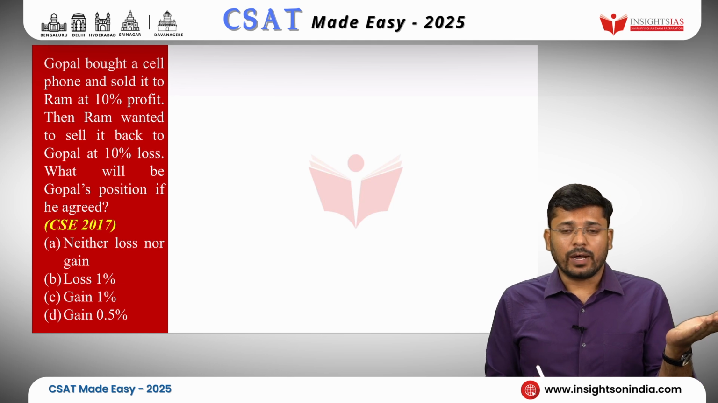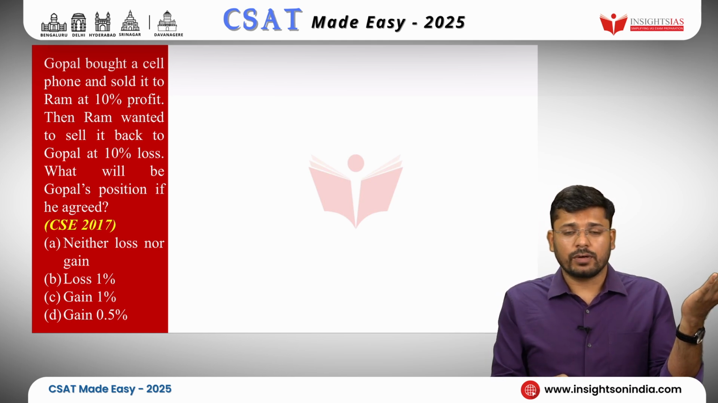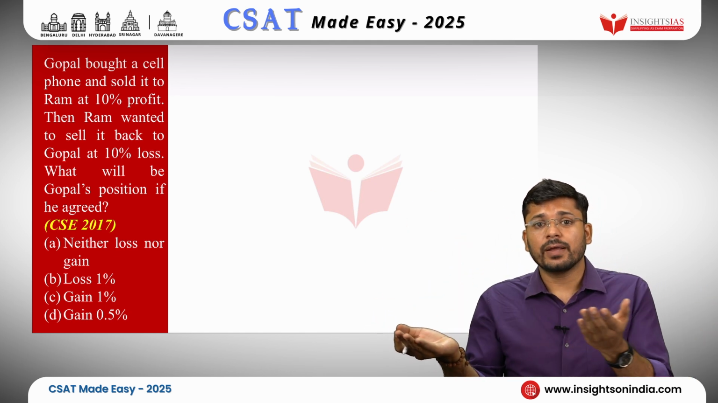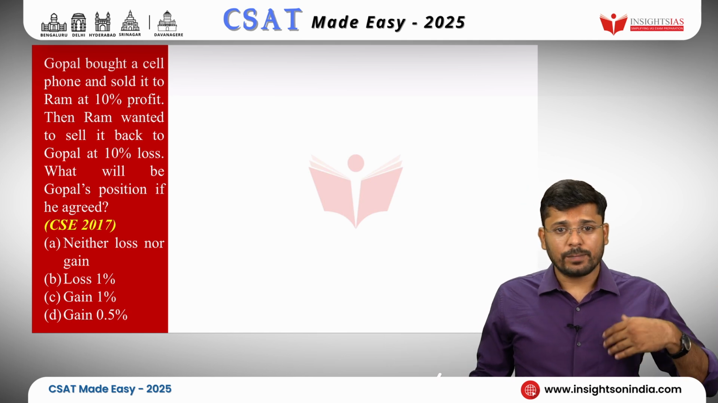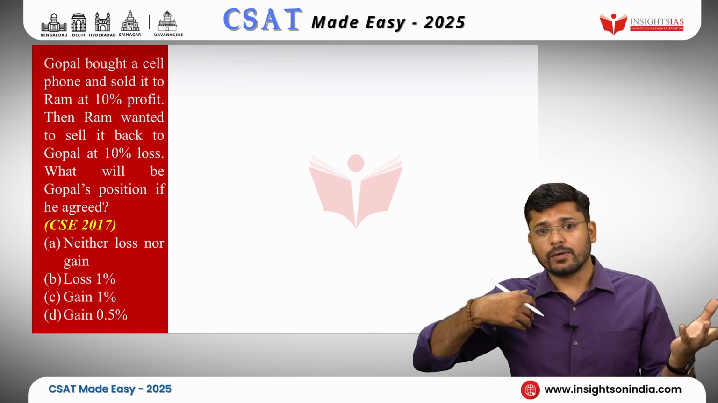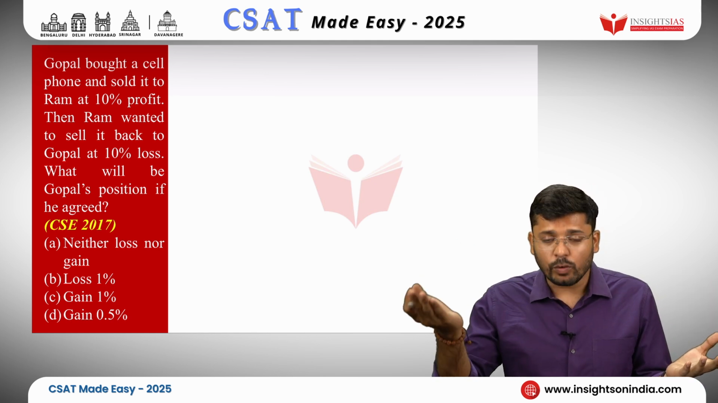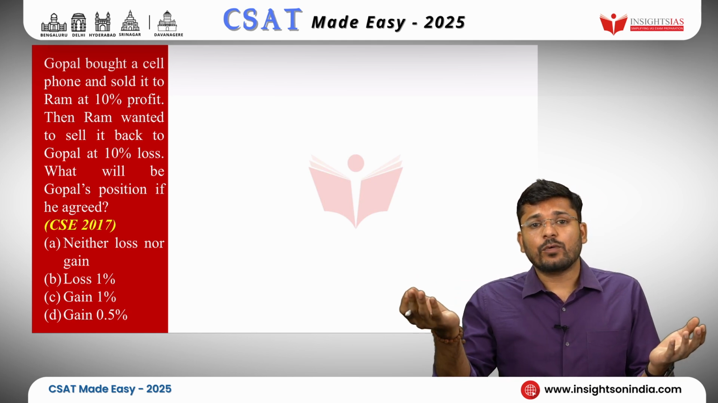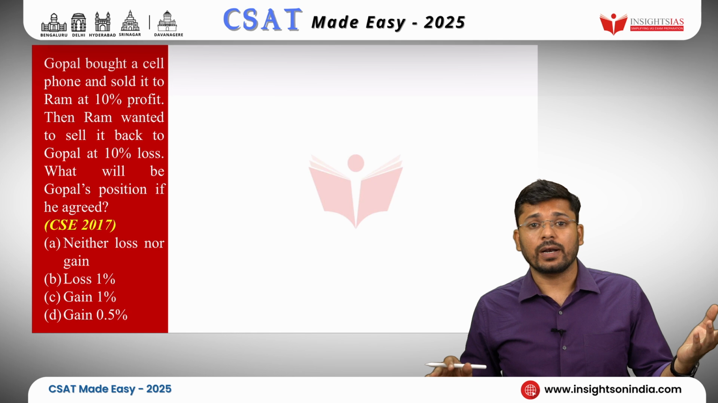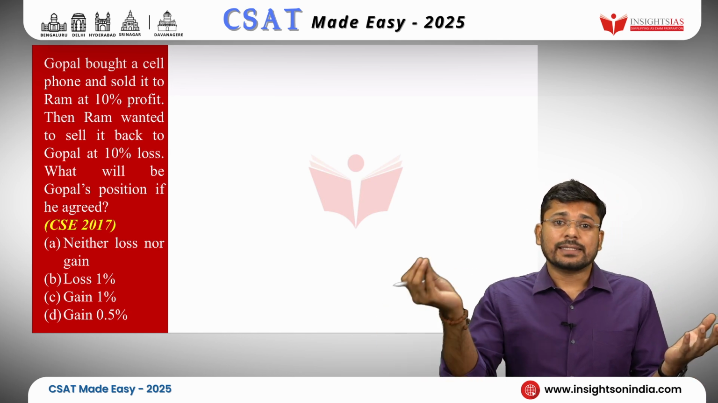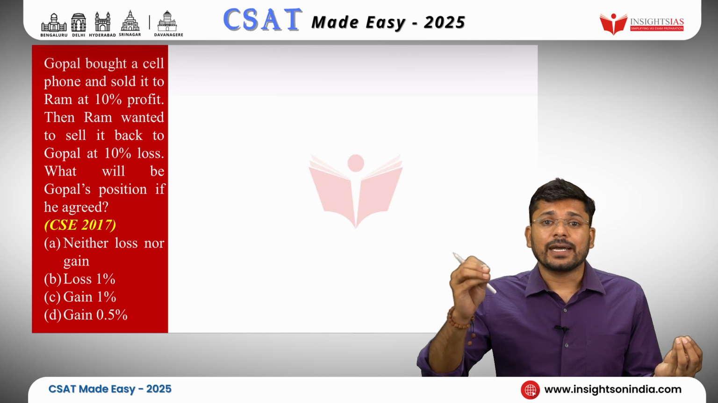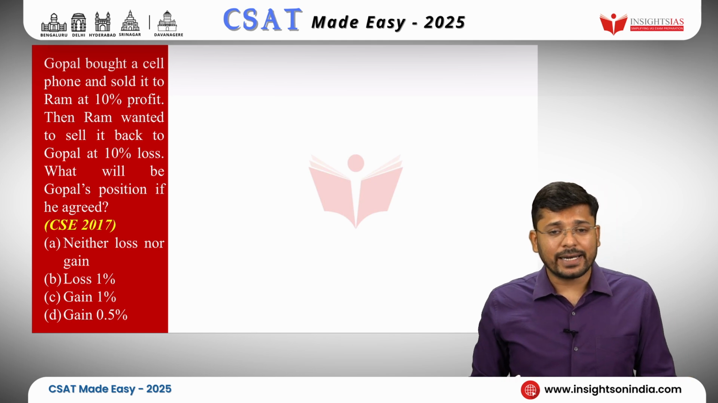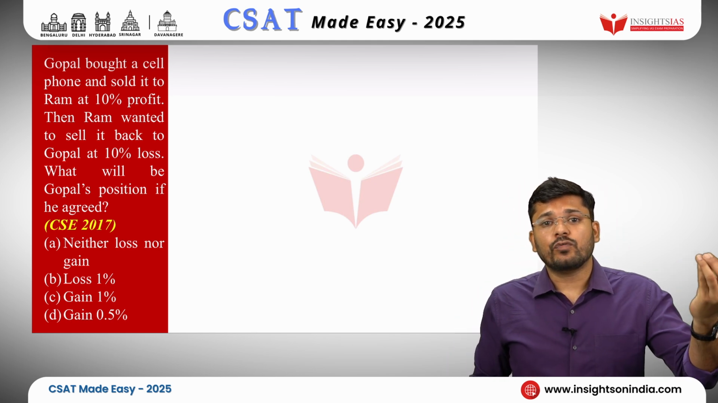Now this person Gopal, he bought some cell phone at some random value, we do not know how much, and he sold it to Ram. Gopal sold it to Ram for 10% profit for himself. Now this fellow Ram wants to sell the same phone back to Gopal, but at 10% loss to himself, not to Gopal. So if Gopal agrees to buy the phone now, will he be at a profit or a loss?